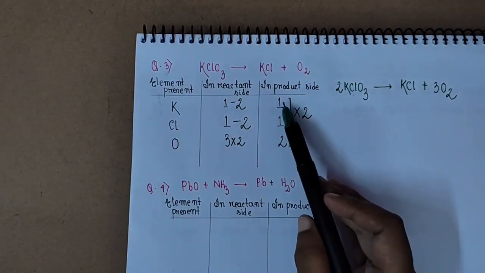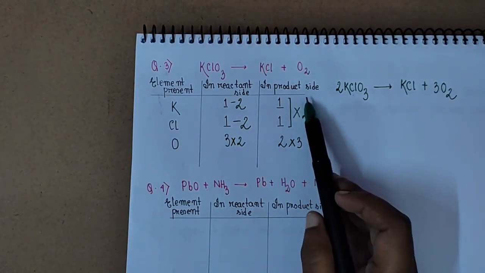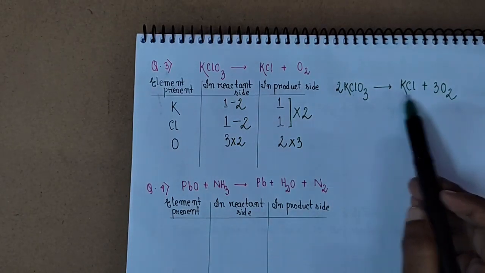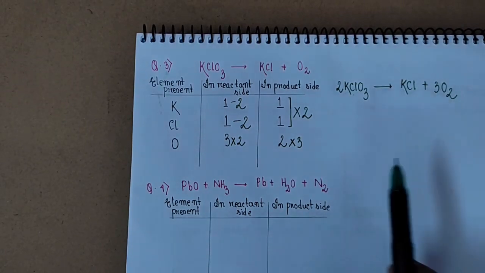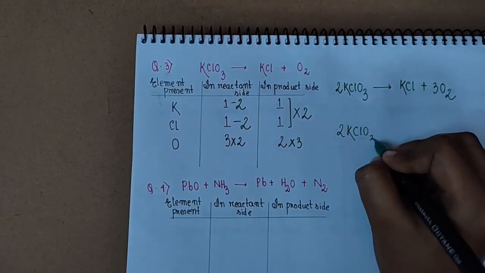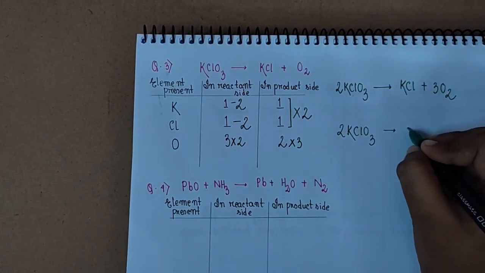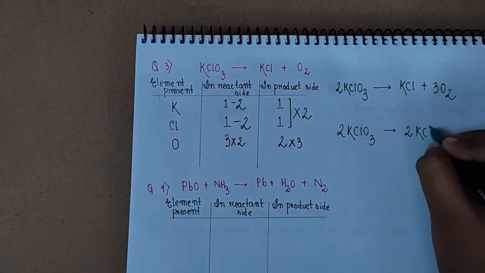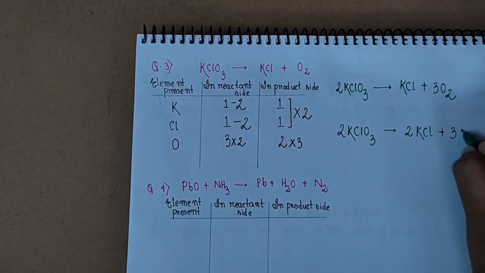And from where will we get this potassium and chlorine? In the product side, this appears in a single compound, KCl. So you just have to multiply this KCl with 2. So 2 KClO3 gives 2 of KCl plus 3 of O2.